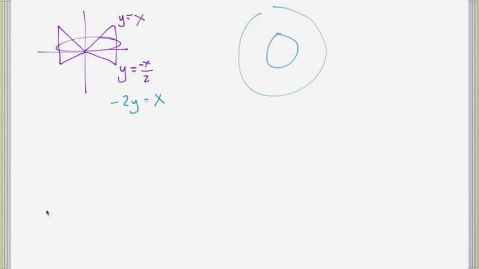And then I'm going to have washers. What is the big radius? 2. Yes, because it's always going to have to go out to the edge of that shape. So our big radius is 2. And what's our little radius? Okay, the function, but there's actually two functions.